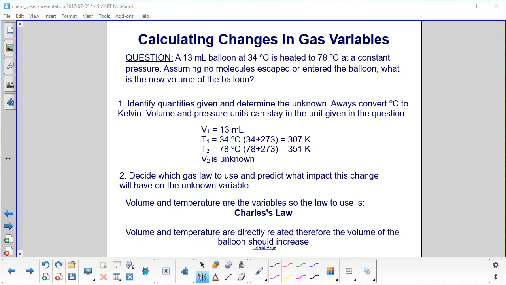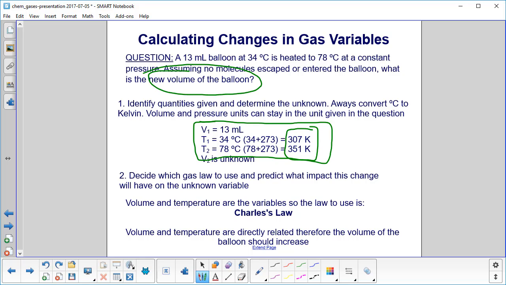So the first thing we do is we find the givens. And here are the givens. Okay, we have V1, T1, and T2. What do we do with degrees Celsius? We convert it to Kelvin by adding 273 to it. So here's our temperatures. And then what's unknown? Well, they're asking for the new volume. Another name for that is V2. So that's right here, kind of obscured by that one line.